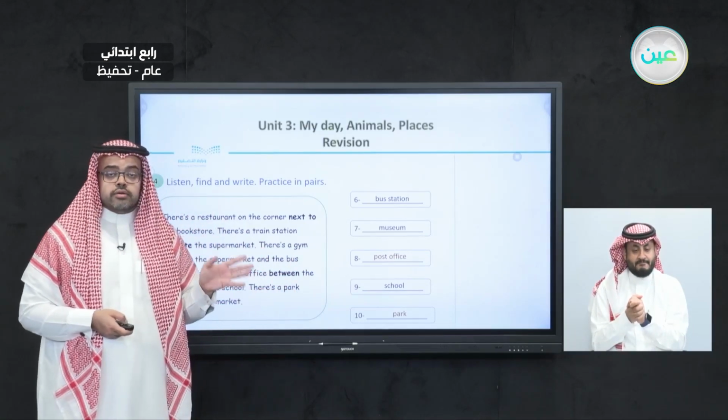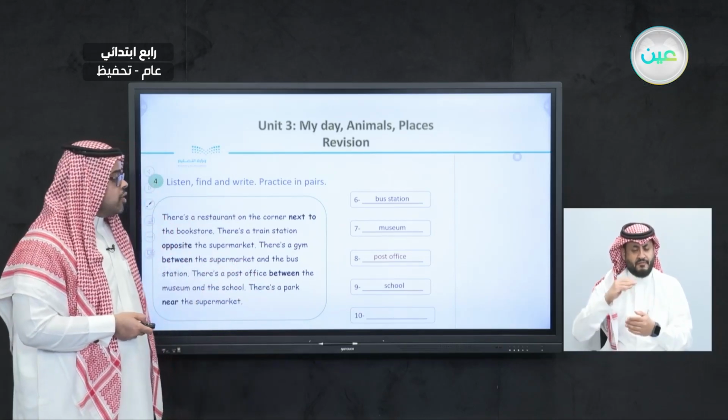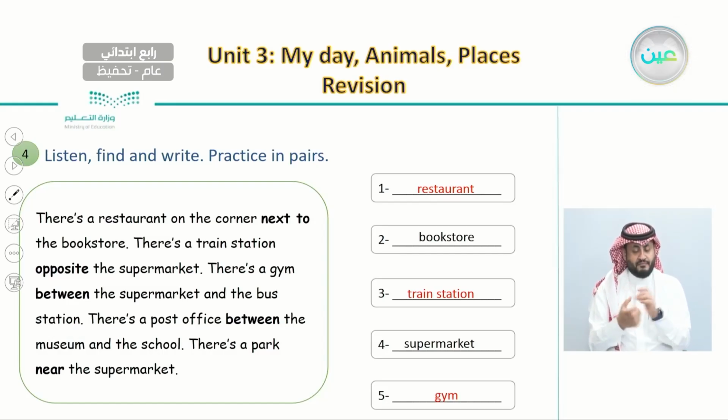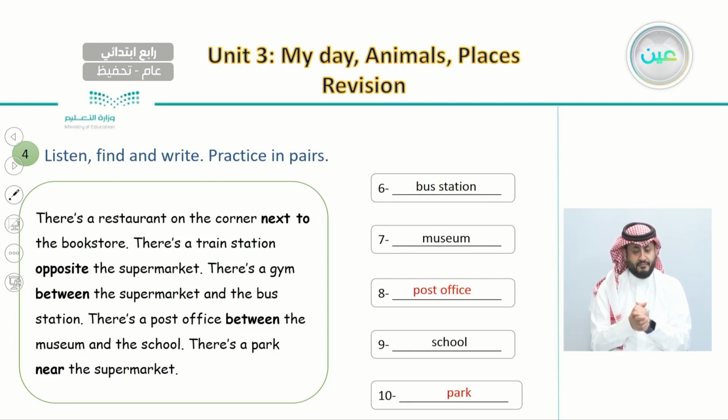So, a quick reminder of the answers. Number 1 is restaurant, number 2 bookstore, number 3 train station, number 4 supermarket, number 5 gym, number 6 bus station, number 7 museum, number 8 post office, number 9 school, and number 10 a park.